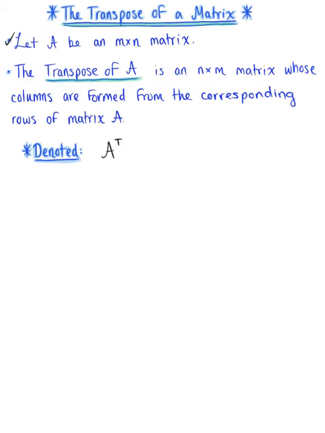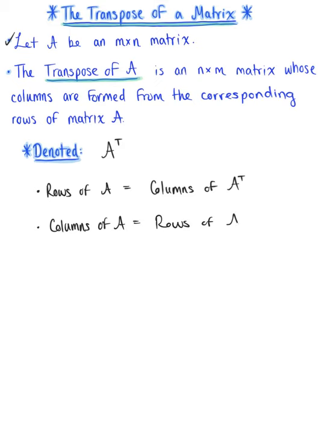So in other words, what we have here is that the rows of matrix A are equal to the columns of A transpose. And the columns of matrix A are equal to the rows of A transpose. So we can see here that we are interchanging the rows and columns of matrix A to attain A transpose, or the transpose of matrix A.